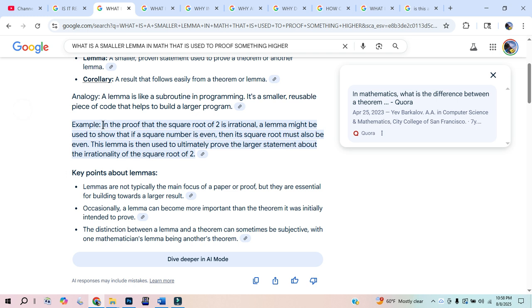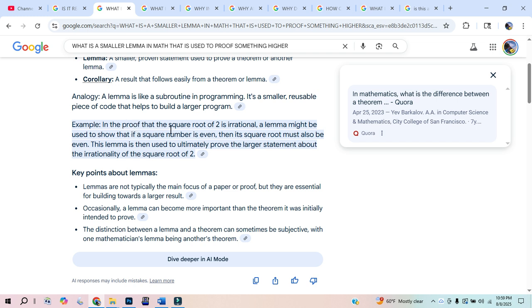Okay, and then I misread this actually. It says in the proof that the square root of 2 is irrational. So I just thought they were talking about a lemma, because a lemma is like a subroutine in a program. It's a smaller piece of code that helps you to build the bigger program. But I read this wrong. Well, let's just read this.